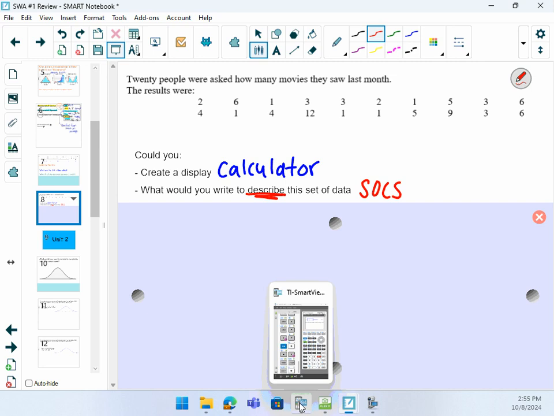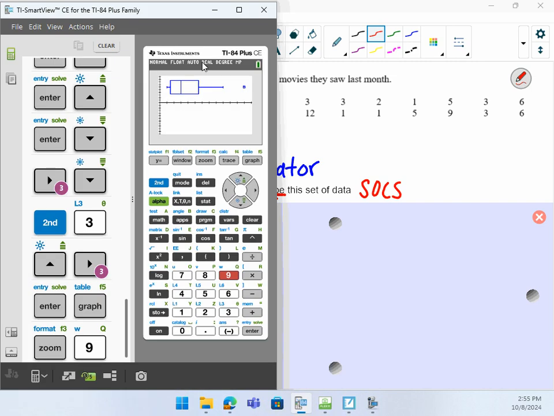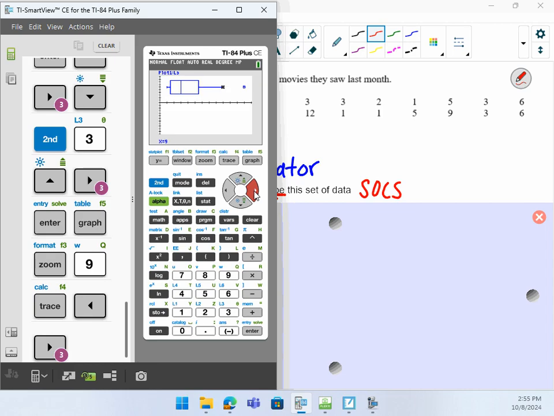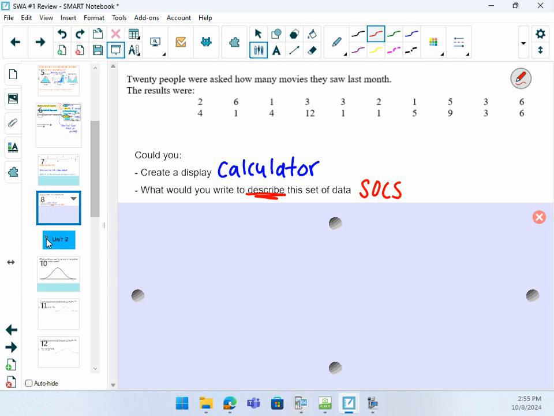And the reason that I like doing this is because I can see the shape, it's skewed right. I can see that there's an outlier. I know the center values if you trace. I see that the median is 3. If I want to figure out the interquartile range, I can do that minus this one. Anyways, that is something that you can do.